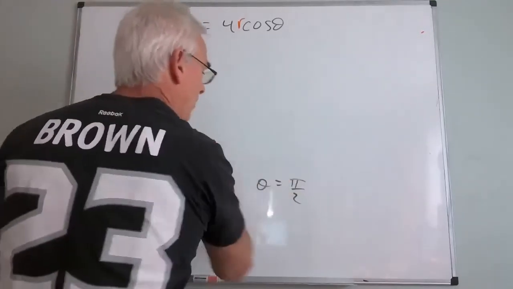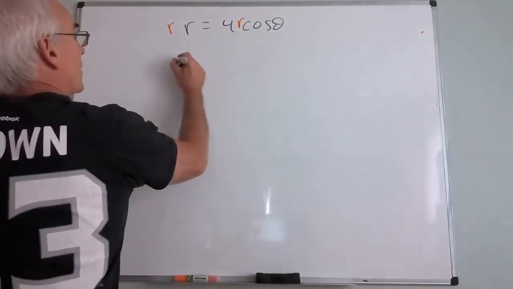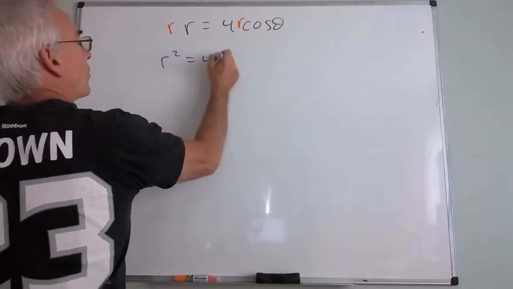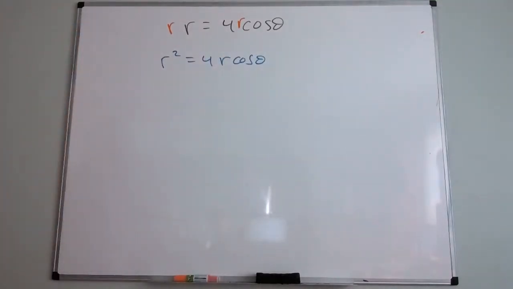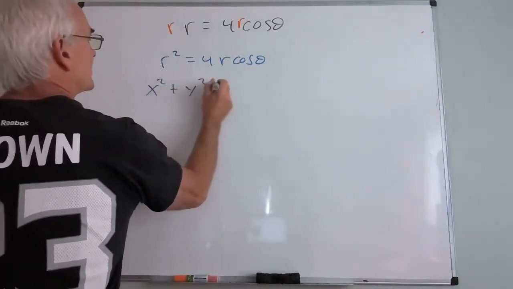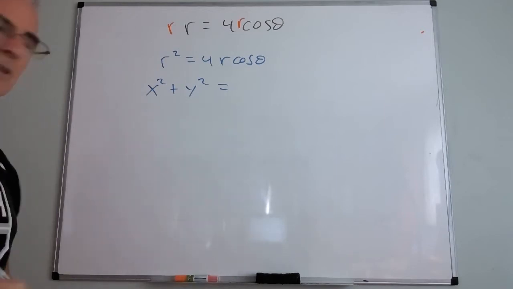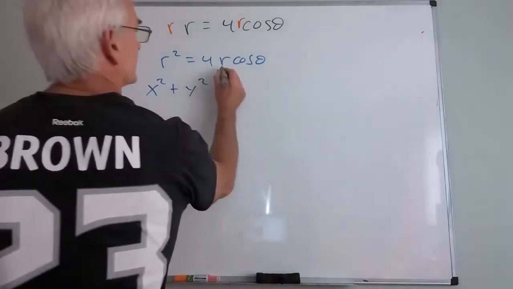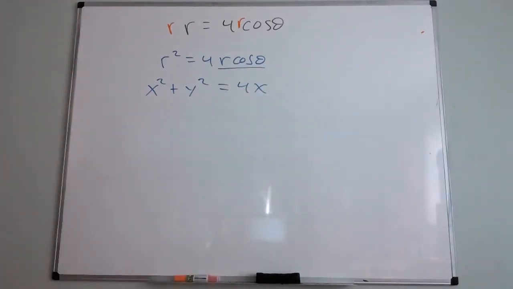But the nice thing about polar, more often than not, this step works. So now I have R squared equals 4R cos theta. Now it'll be really easy for me to substitute in terms of X and Y. If I do that, the left side is X squared plus Y squared. What's the right side? Anybody? 4x. All right. X squared plus Y squared equals 4x.